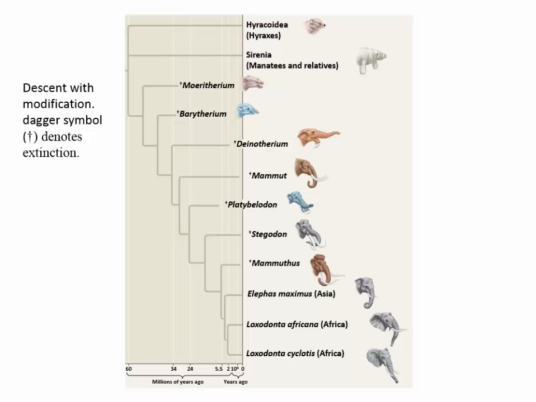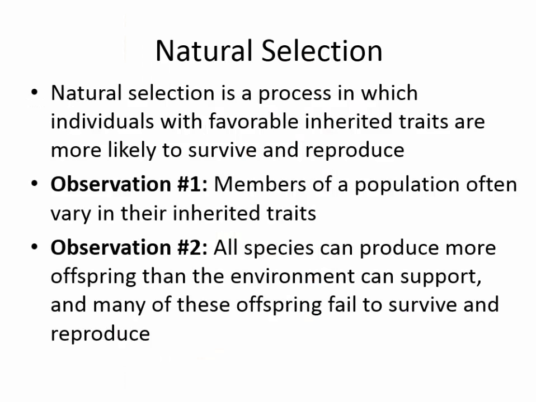So this graph shows descent with modification. The names that have a dagger symbol denote that those creatures are now extinct. This is millions of years ago. At the bottom, you can see we start this tree 60 million years ago. And at the end, which is today, all we have are elephants, manatees, and hyraxes. But everything else is extinct. And why is that? That is by natural selection.